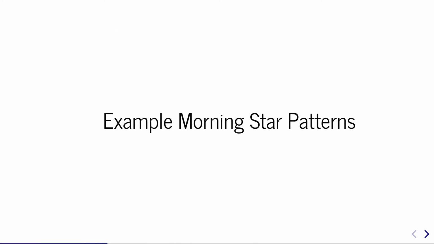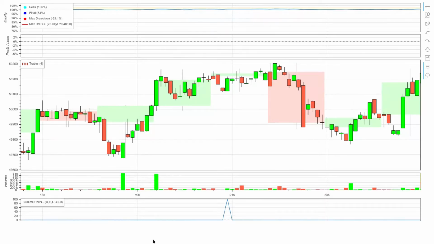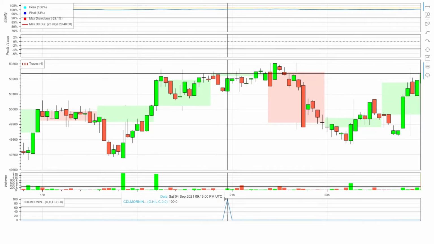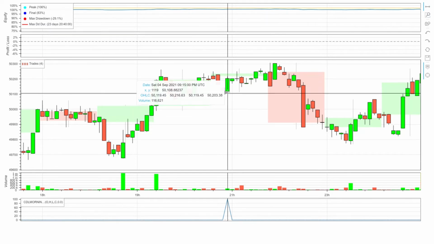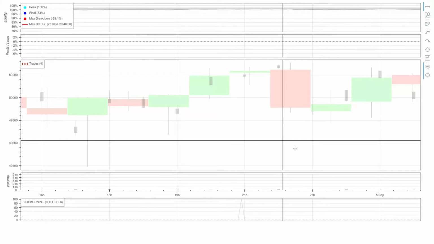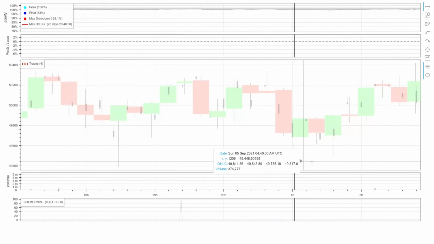Example Morningstar patterns. Let's look at a few examples of the Morningstar. Here on September 4th, 2021 at 9:15 we have a Morningstar. Let's see if we can find more.